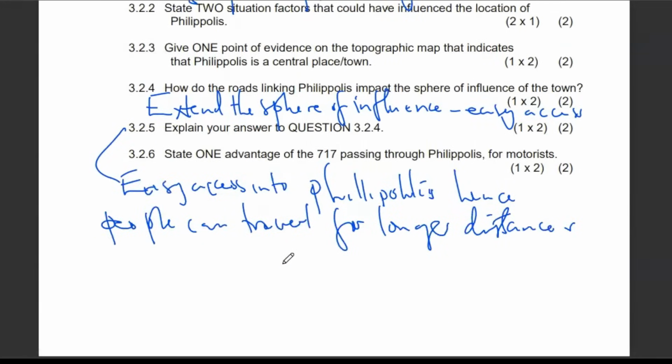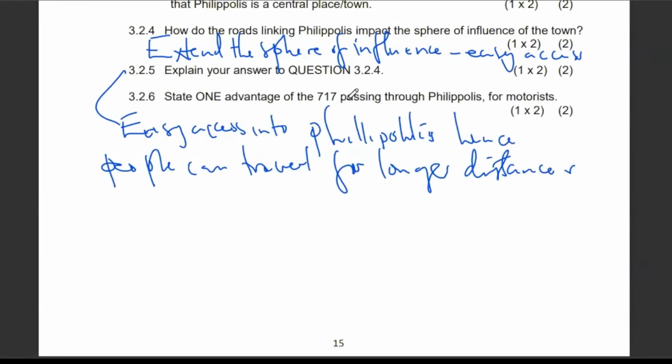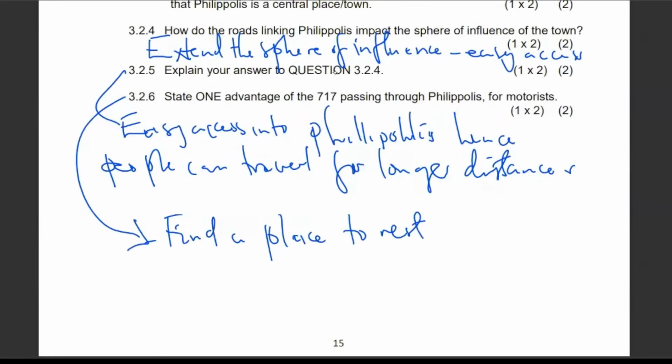State one advantage of the 717 passing through Philippolis for motorists. What is the advantage for motorists for 717 passing through Philippolis? Right. The advantage there for Philippolis for the 717 is that the motorists can find a place to rest. For example, they've traveled over a longer distance. They want a place to rest. They can easily rest because the road is passing through Philippolis.